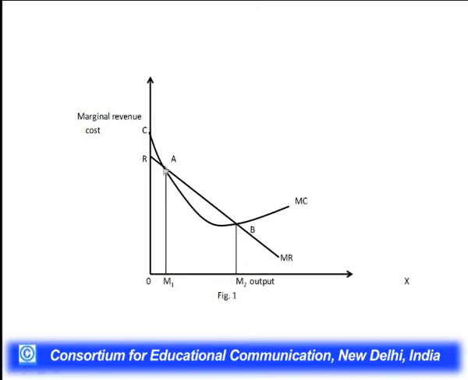So MC is cutting MR at two points, A and B. The first condition is met at A also, MC is equal to MR. But here the second condition is not being met, because here MC is cutting it from above. You can find that if output is OM1, it is not the point of maximum profits. We can get more profit if the output is increased from OM1 to OM2. At OM2 level of output, we find that MC is cutting MR from below, or after this point MC is more than MR. So B is the point of equilibrium where both the conditions of profit maximization are met. Marginal cost is equal to marginal revenue and marginal cost is cutting MR from below.